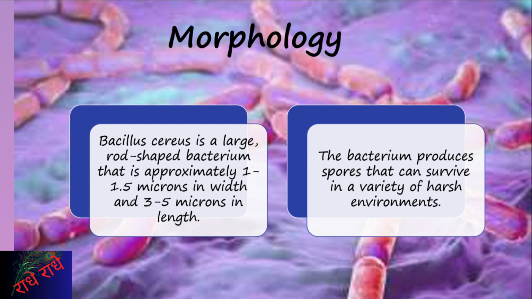Gram-positive, rod-shaped Bacillus cereus is found in soil, water, and food, ranging in size from 1 to 1.5 microns in width to 3 to 5 microns in length. It can resist extreme temperatures, pH, and salt levels, and can produce spores that further enhance its durability. As a result, Bacillus cereus is a microorganism present in many environments.